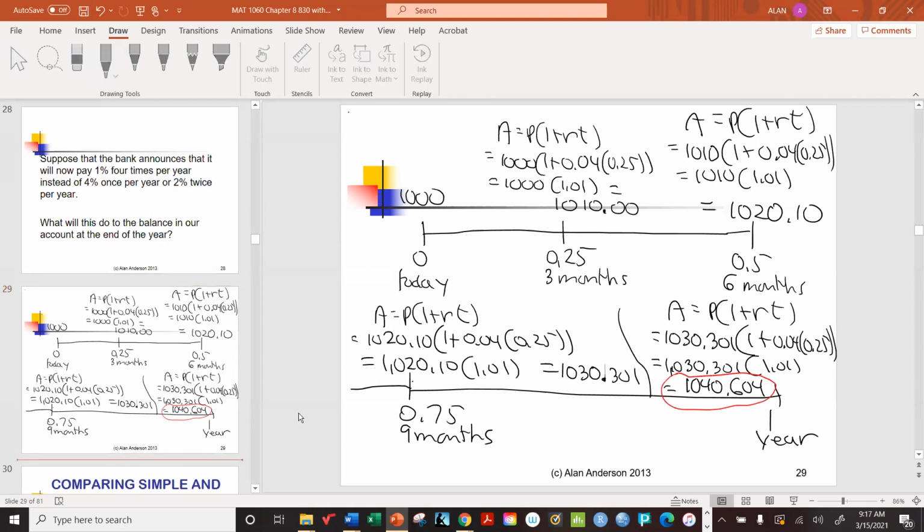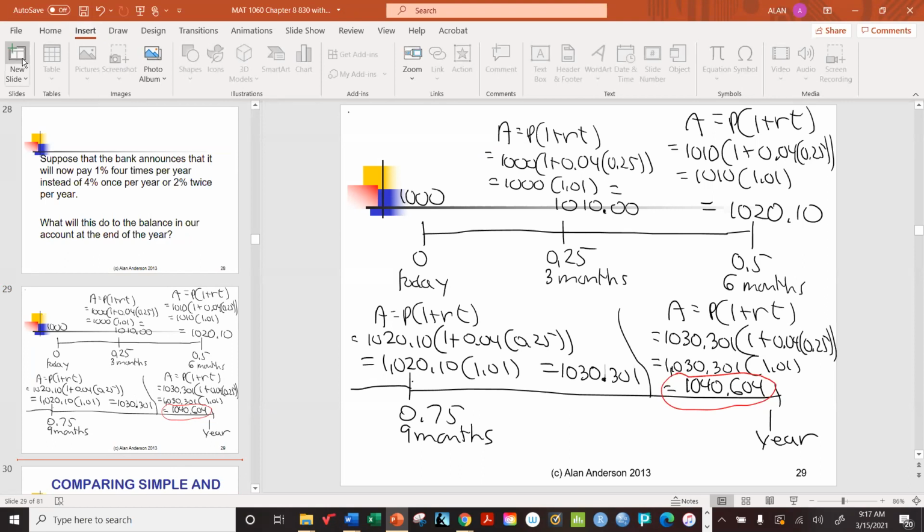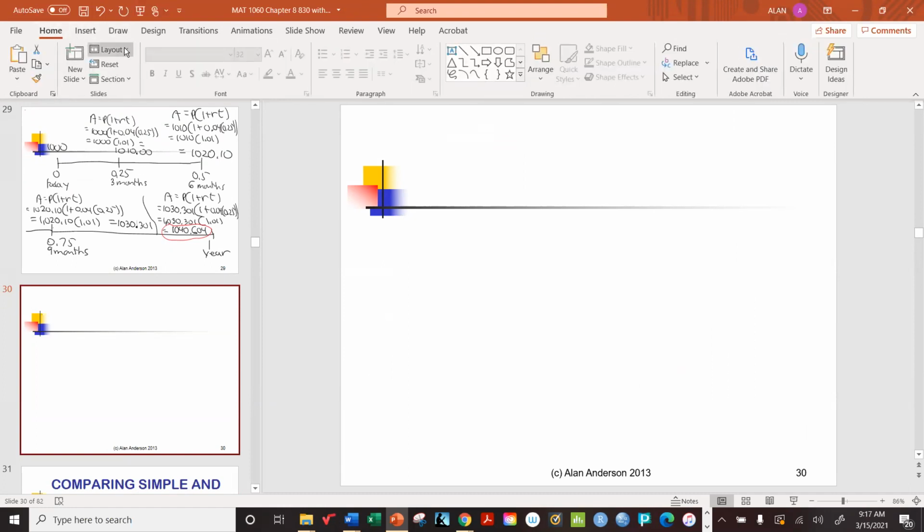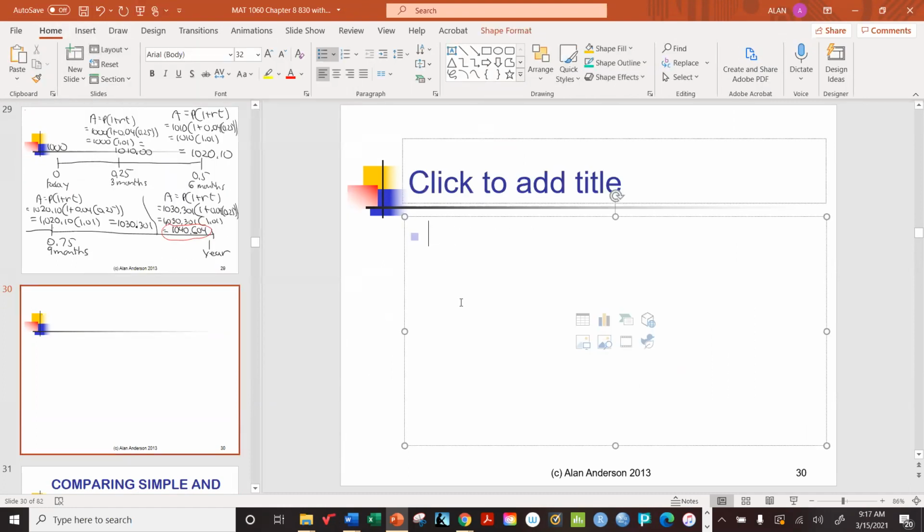All right, so let's summarize this. So the way we did this is, in all the cases, we had the principal of 1,000, the rate is 4%, and it was a 1-year investment. Now, the frequency of the interest is what we're interested in here.